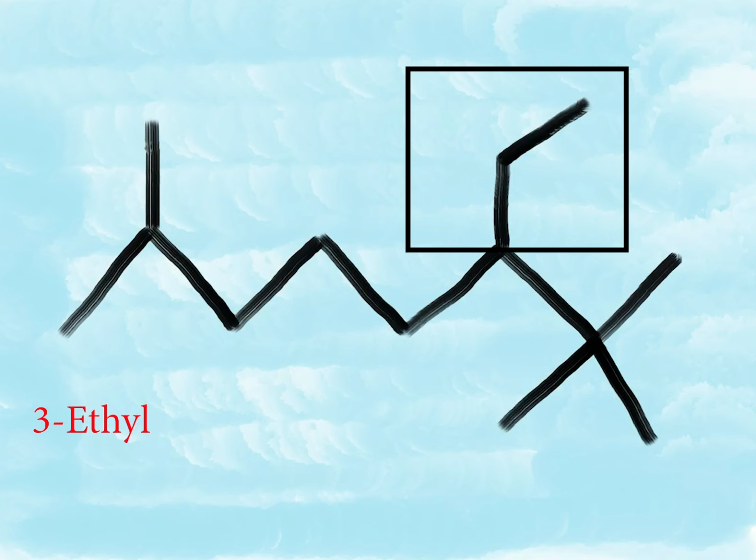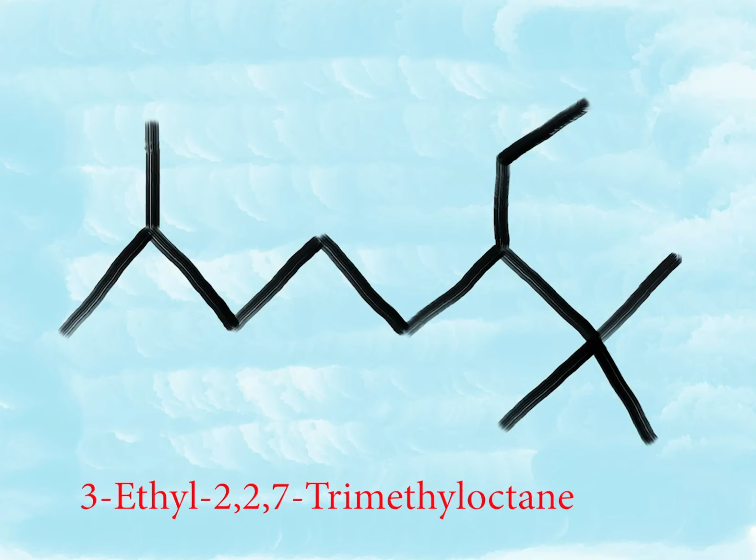Now we have to alphabetize. You do it based on the original word, not on the prefix used to denote how many of these substituents there are. So in this case, the E in ethyl comes before the M in methyl. We don't take the T from trimethyl into account. So this molecule is 3-ethyl-2,2,7-trimethyloctane.